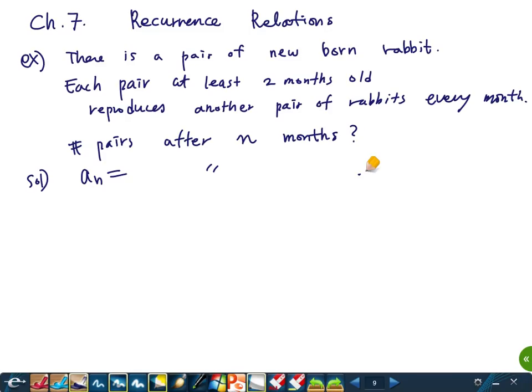What is A0? This means right now, how many pairs of rabbits do we have? Only one. It's newly born. What is A1? Let's try to compute the first few numbers in this sequence. After only 1 month, it's only 1 month old, so it cannot reproduce anything. So we don't have any new pair, so it's 1. But now, A2, we have a different situation. After 2 months, this newborn rabbit will be 2 months old, so it will reproduce another pair. So we have 1 plus 1, so it's 2. Okay? So here, this 2 means we have 1 pair, 2 months old, and another pair, newly born.